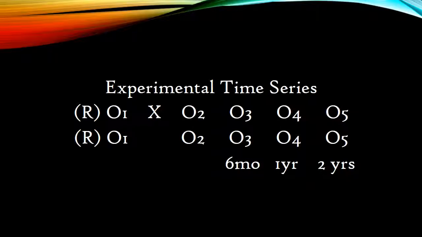We use an experimental time series for our program. We will have 2 control groups and 2 intervention groups, both equal in size. Participants will be placed randomly in one of the groups. At different times during our program, different measurements will be taken.